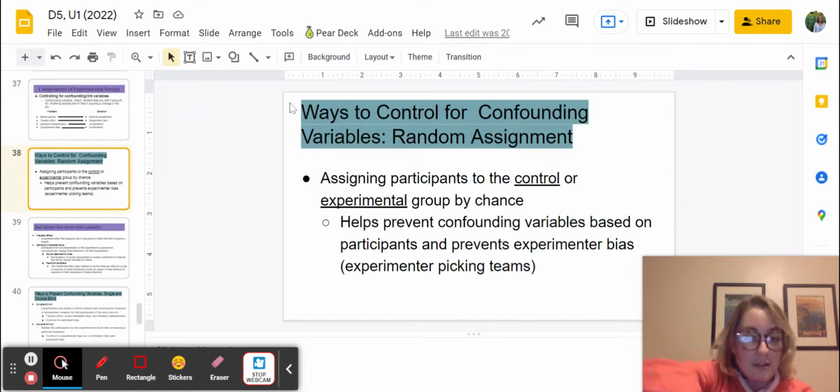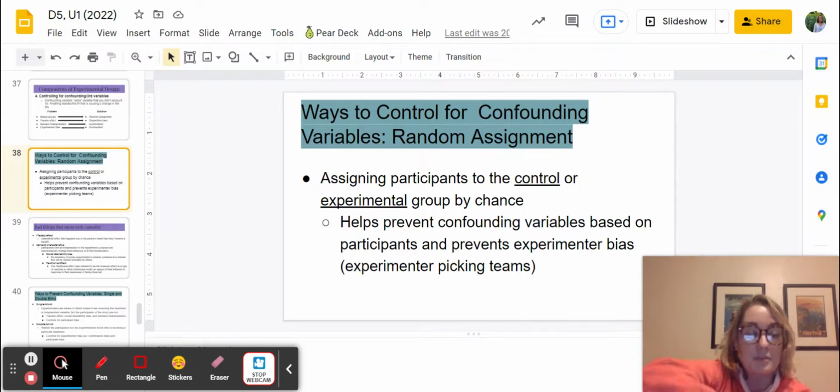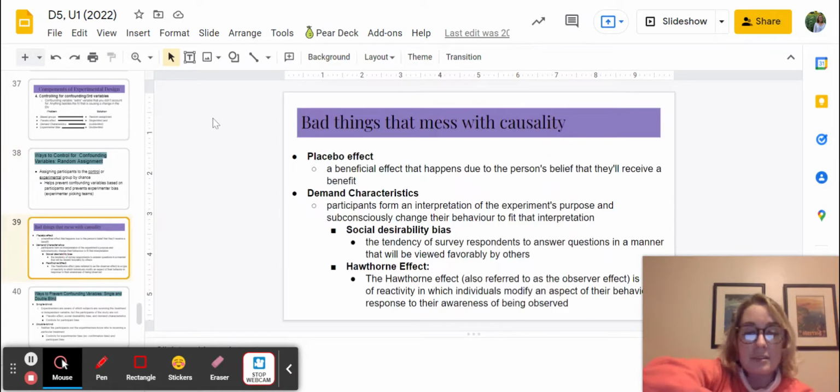So, other confounding variables. Let's just talk random assignment. Like I said, you're randomly assigning people into the control or experimental group by chance. So picking names out of a hat, using a computer-generated program, whatever, prevents the experimenter from picking teams and being biased and saying, oh, I have this life-saving treatment in the experimental group, I want you to get this. That's biased.